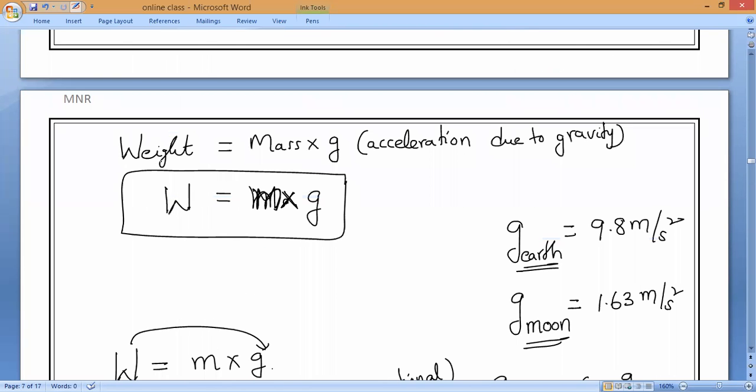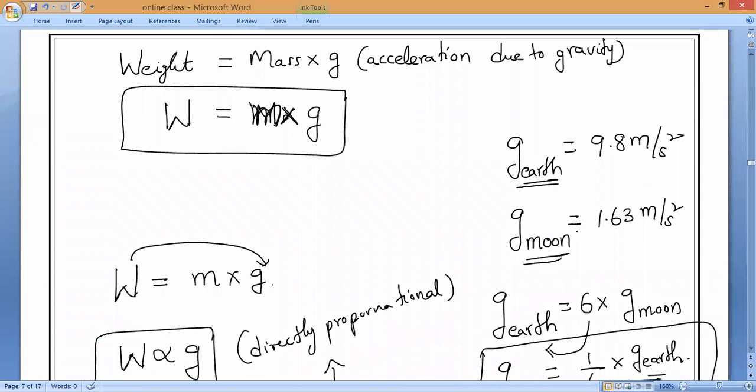First, know the names. W means weight of the object. M means mass of the object. G means acceleration due to gravity, and everybody must know that the acceleration due to gravity of Earth is 9.8 meter per second square, and of the Moon is 1.63 meter per second square. Till here, anybody having any doubt? Please let me know, or else we'll proceed. How that 1/6 will come, we'll prove in today's class.